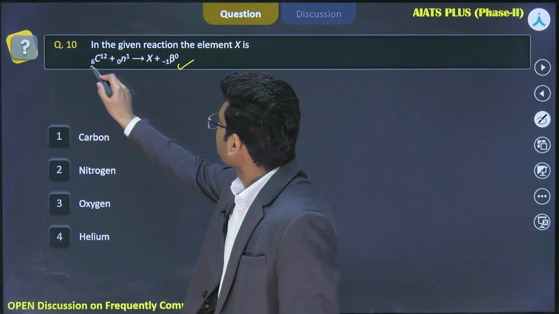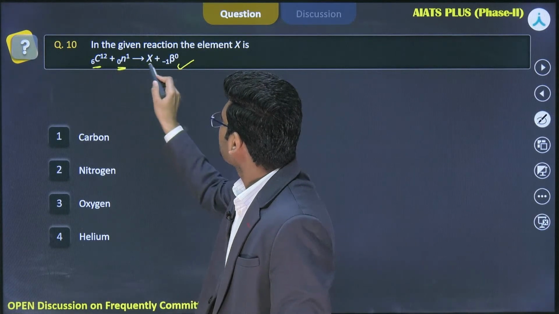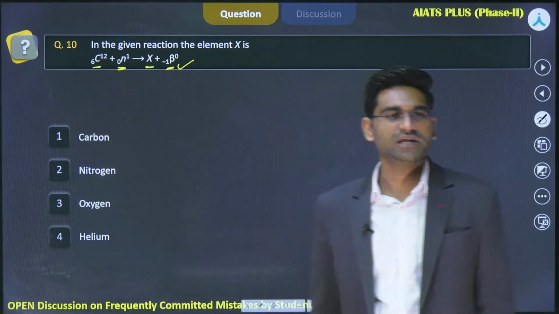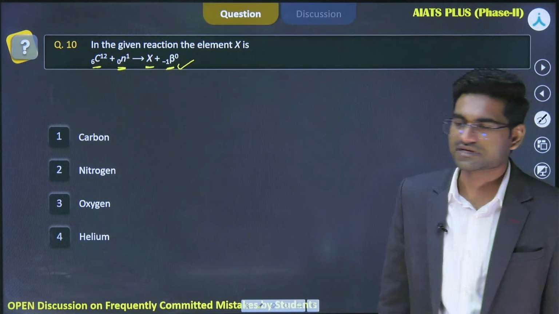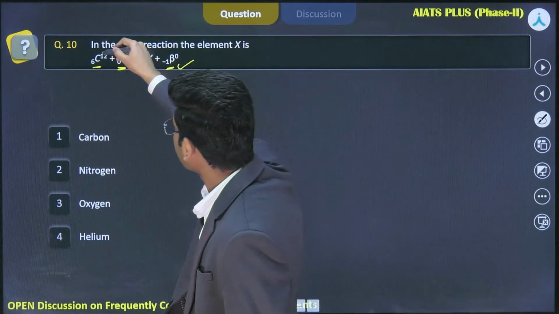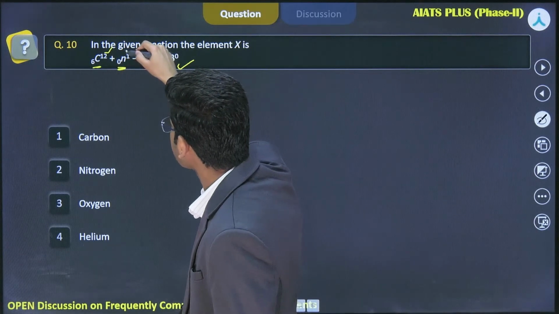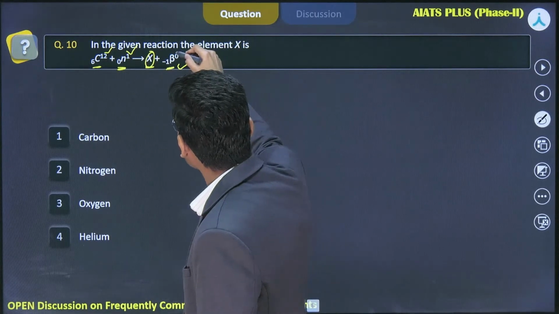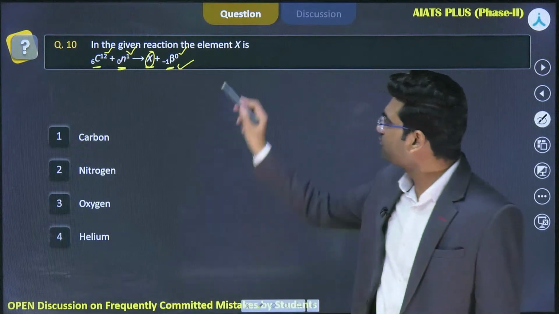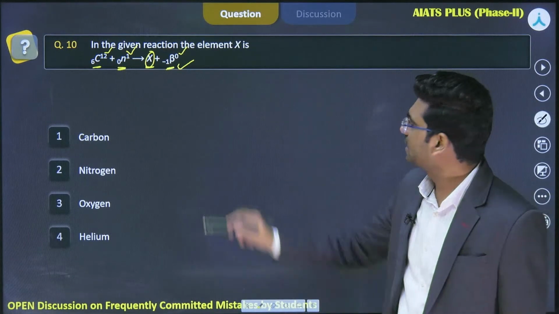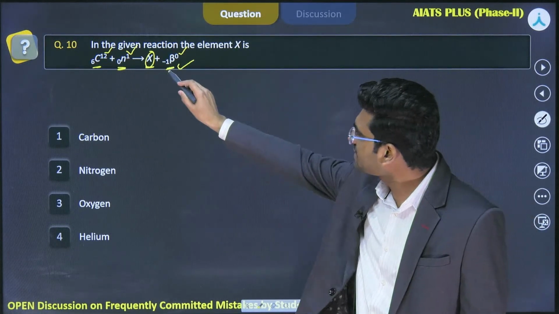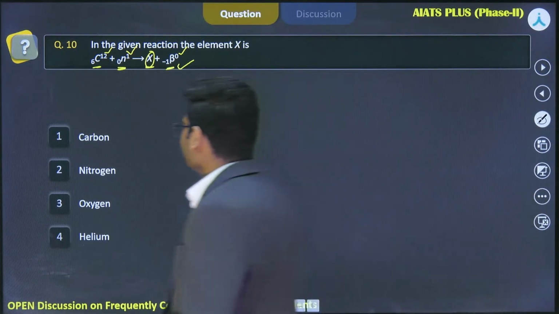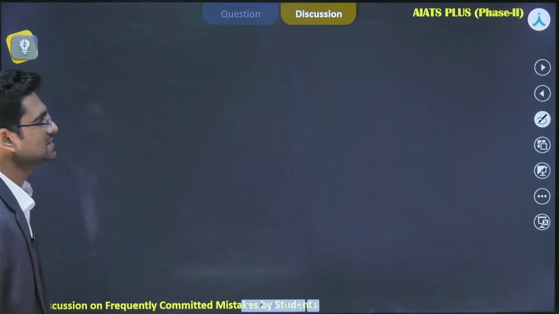The numbers here show the atomic numbers, or the number of protons, right? And this is the mass number. We have to find the value of this, so it is not given here. For beta, the mass number is 0 and the number of protons, or the charge on it, is minus 1, like this.